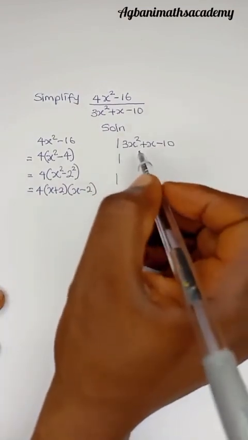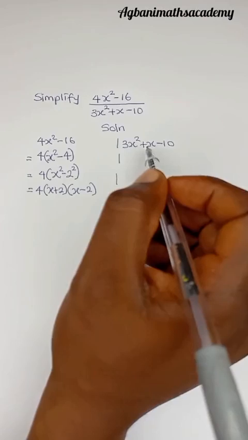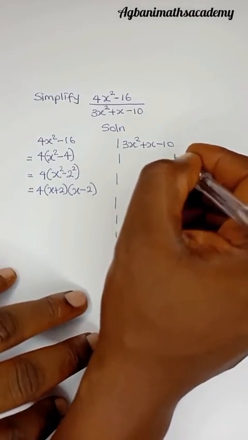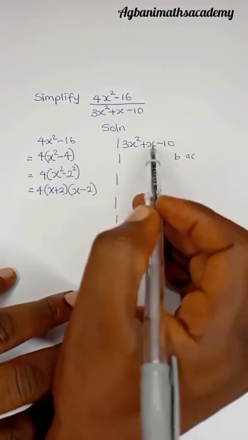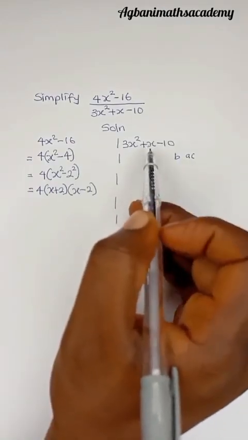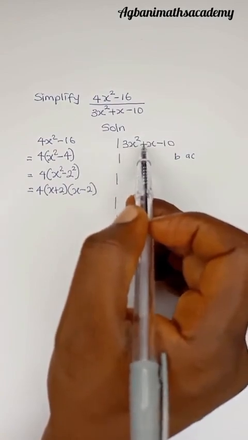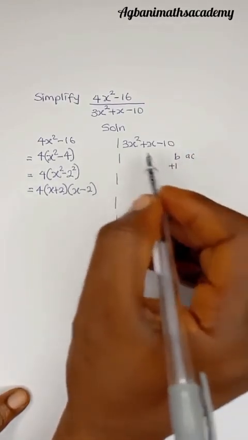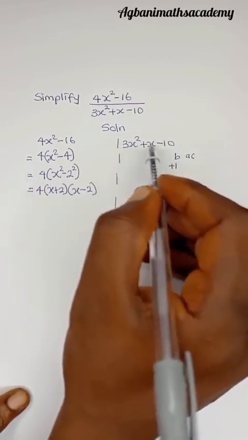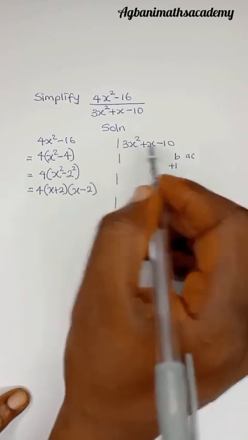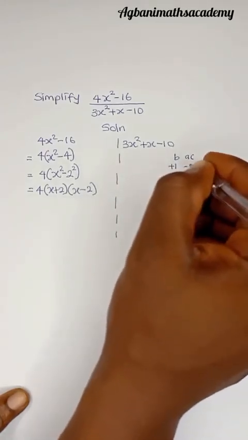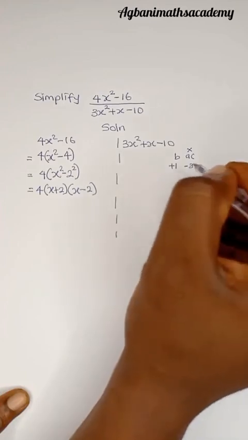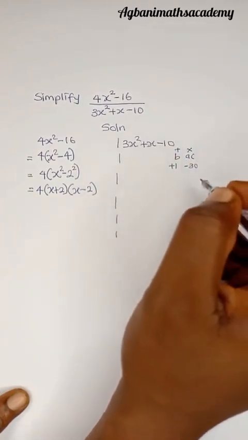Let's look at the denominator. This is a quadratic expression, so what we are going to do is write it in terms of b and ac to find out how to expand the x term here. What's our b? Remember, our b is the coefficient of x, so our b is plus 1. Our ac is the coefficient of x squared multiplied by the constant. So 3 multiplied by minus 10 is going to give us minus 30. So we are going to look for a combination of values that will multiply to give us minus 30 and add to give us plus 1.